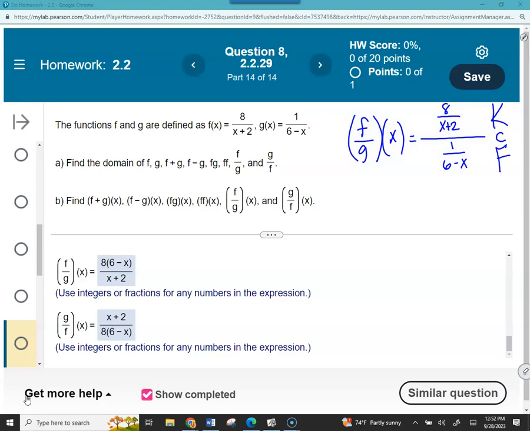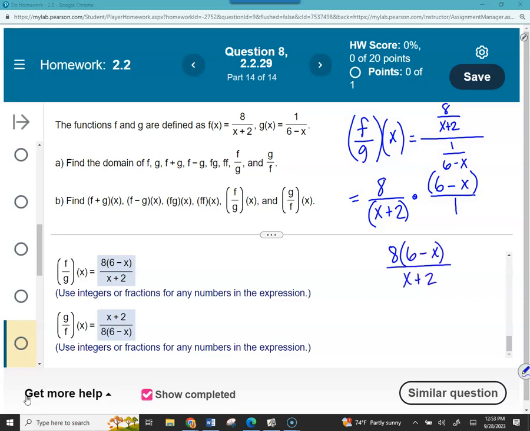All right, that looks, sorry, that looks really bad. 8 over x plus 2, change, flip, and then multiply straight across. Look, they don't even expect you to actually multiply. They just want you to write it like this is a quantity. This is a quantity. So that would be 8 times 6 minus x over x plus 2, because that was a 1. See that?